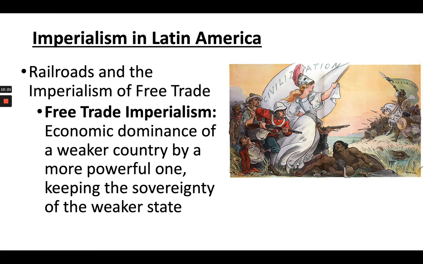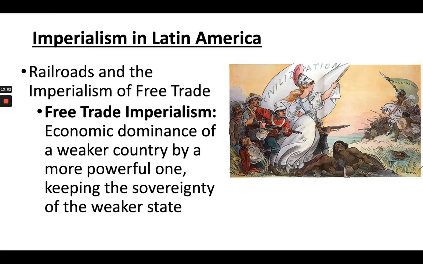So free trade imperialism is economic dominance of a weaker country by a more powerful one, while maintaining the legal independence of the weaker state. Right? This should sound familiar to you who took AP Human Geography last year with Wallerstein's world systems theory. Latin America will not be recolonized. However, the economic relationship that they find themselves in is really not that different from that of the colonies. The natural resources of Latin American republics made them targets for economic dependence and free trade imperialism.